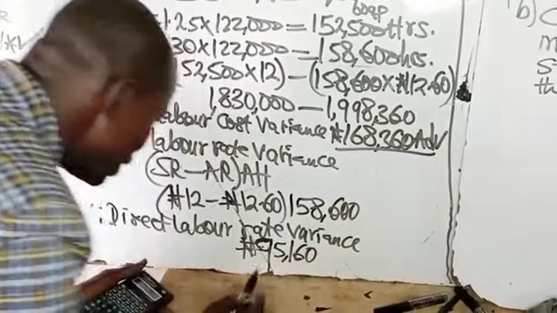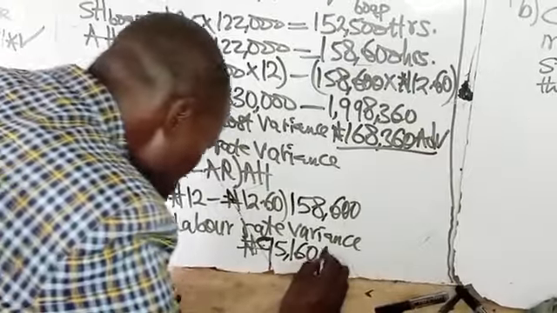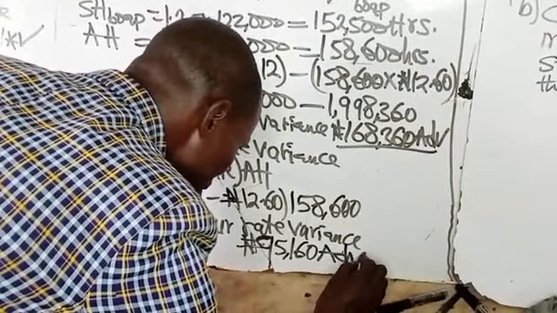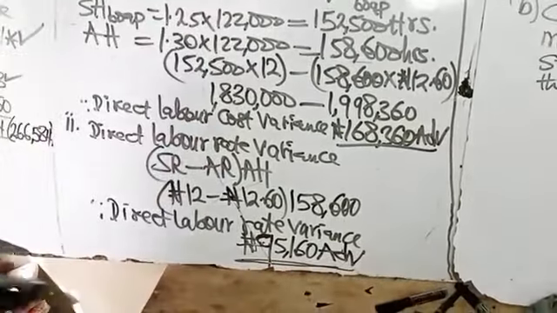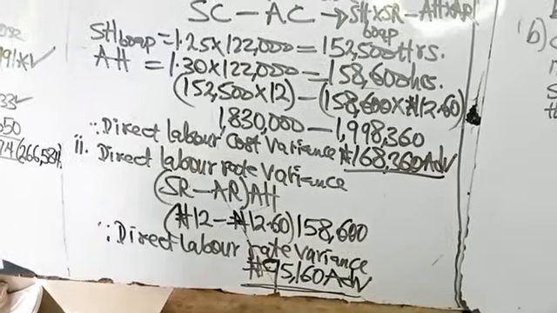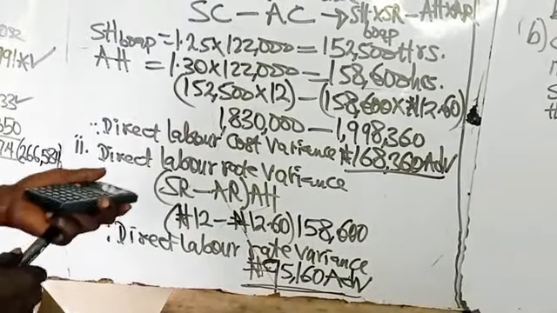95,160. This is greater than this, so it shows that it is an adverse variance. That is direct labor rate variance, an adverse variance. Then we can also compute the direct labor efficiency variance.